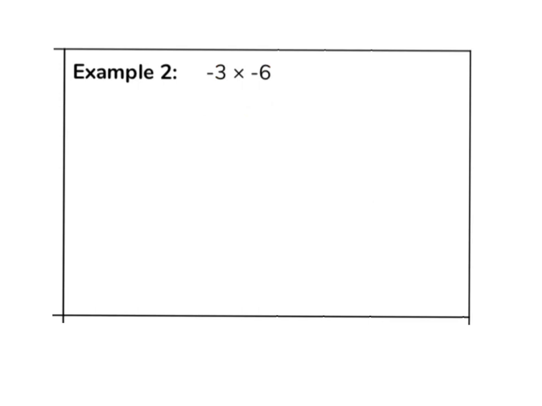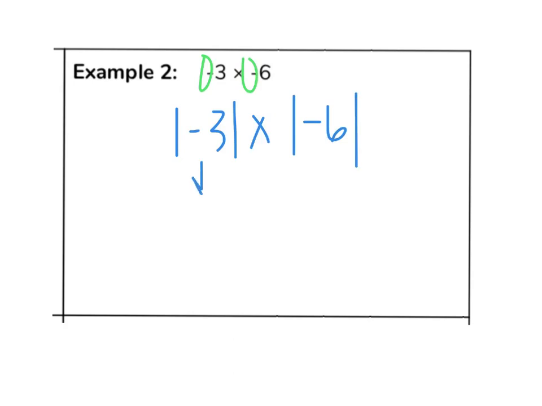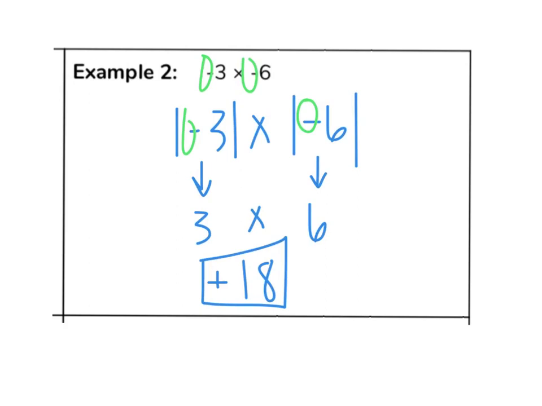If I look at example 2, I see that both of my signs are the same. They're both negative. So again, I'm going to find the absolute value of negative 3 times the absolute value of negative 6. The absolute value of negative 3 is 3. The absolute value of negative 6 is 6. And 3 times 6 is 18. Since the signs of my numbers are the same, it is going to be a positive 18 as my answer.